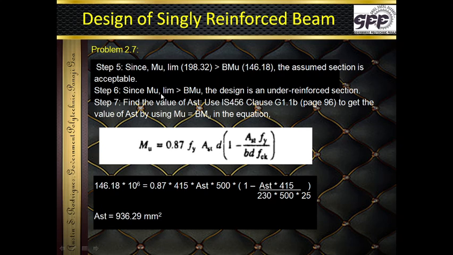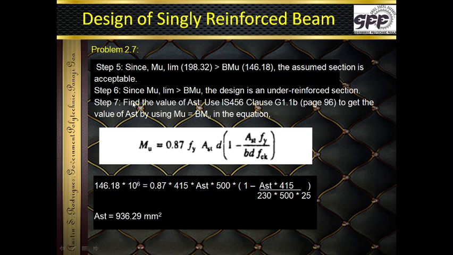Step 6. Since Mu limiting is greater than the bending moment ultimate, obviously the design is an under reinforced section. If you remember, for a balanced section, Mu limiting is equal to the bending moment coming from outside, and for an under reinforced section, the Mu limiting is always greater than the bending moment which is coming from outside. So in this case we have Mu limiting greater than the ultimate bending moment coming from outside, so the design is an under reinforced section.